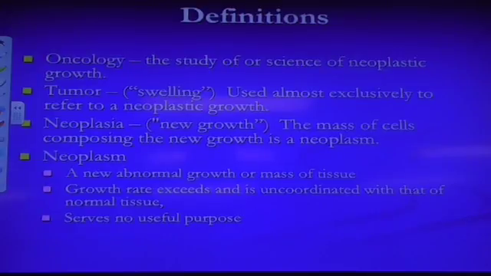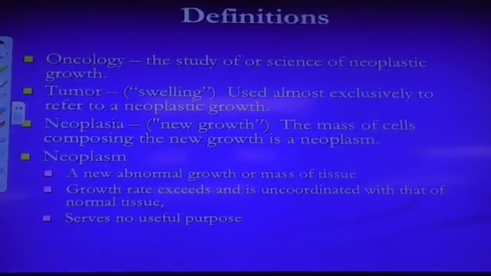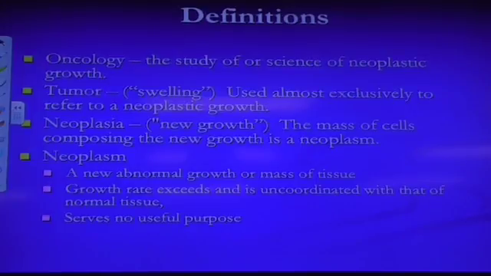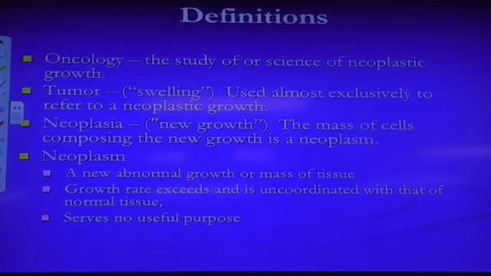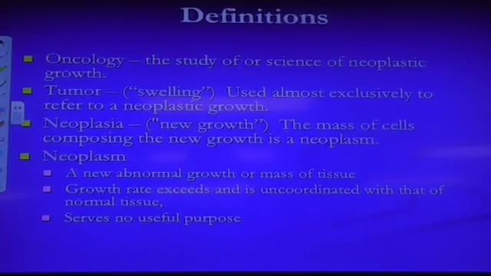And so a neoplasm is a new abnormal growth or mass of tissue whose growth rate exceeds and is uncoordinated with that of the normal tissue. It serves no useful purpose, and neoplasms tend to not listen to the body's demands to stop. So they just keep going no matter what. Benign tumors usually get to a certain point and stop, but malignant tumors have a tendency to continue to grow. They've lost their mechanism to respond to apoptosis and other inhibitory stimuli. All right?